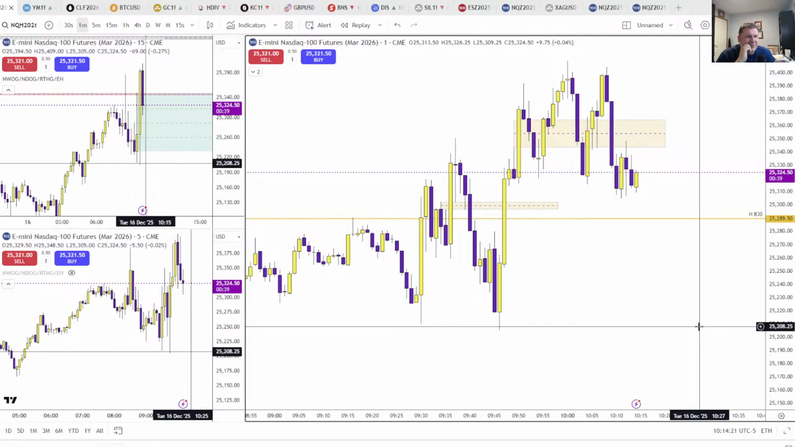You don't have to do it the old-fashioned way. You can do it through what's between your ears here and trust yourself. Trust that you have the ability to find these setups.